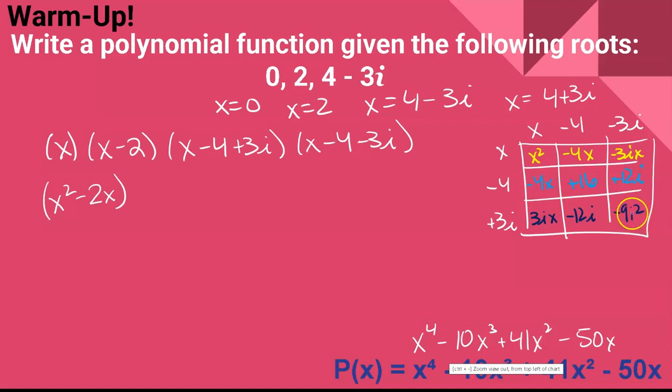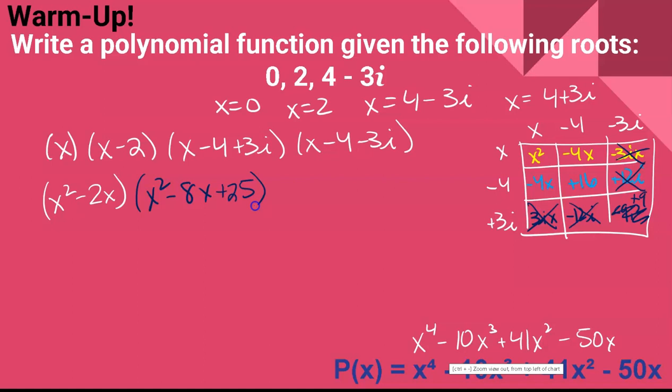Okay, negative 9i squared, we know we can change that to a plus 9. So we start combining like terms if we can. We also cancel things out if we can. So x squared is the only x squared, so it stays. Negative 4x and negative 4x gives me negative 8x. 3ix and negative 3ix, they cancel. Negative 12i and positive 12i, they cancel. Now I have 16 plus 9, which is 25.